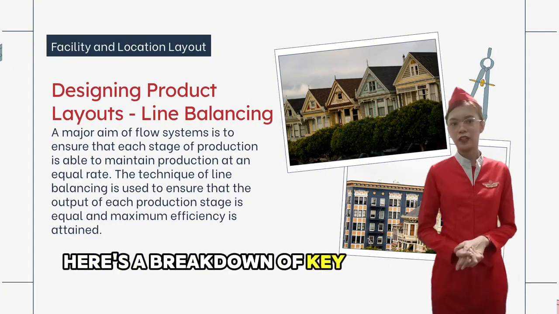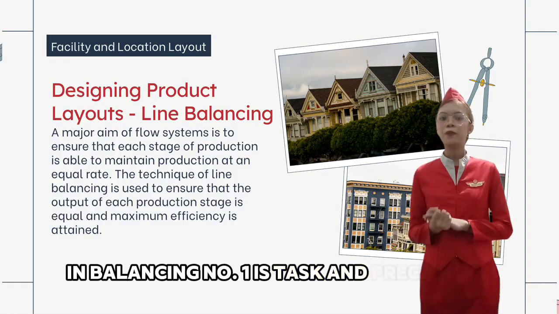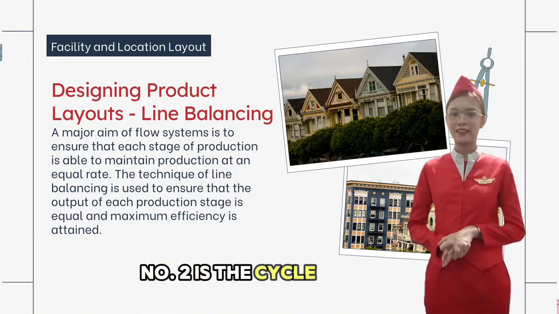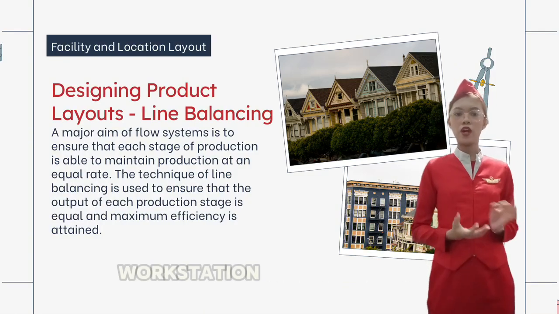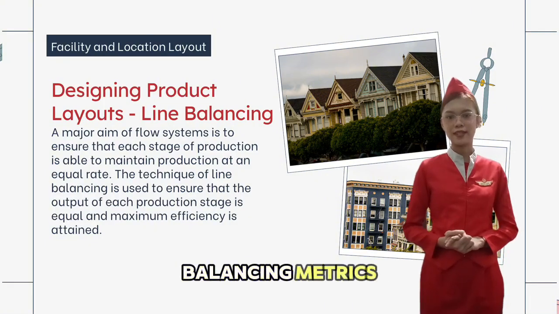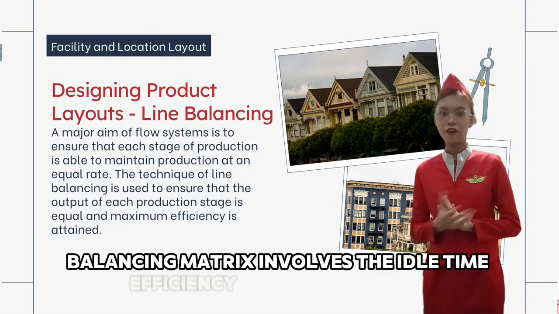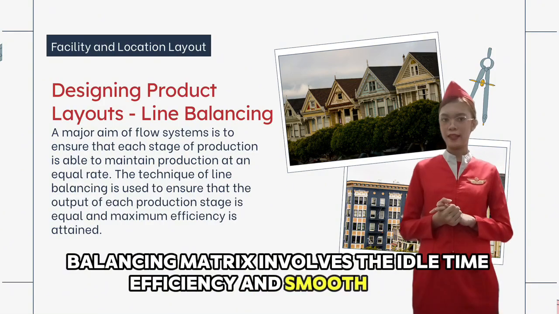Here's a breakdown of key concepts and steps in line balancing. Number 1 is task and precedence. Number 2 is the cycle time. Number 3, workstation allocation. Number 4, balancing metrics. Balancing metrics involve the idle time, efficiency, and smoothness index.